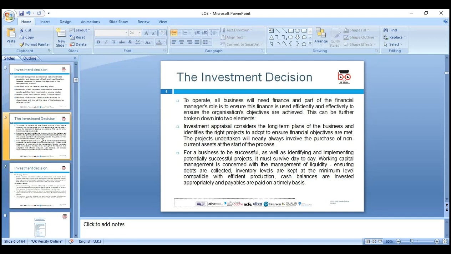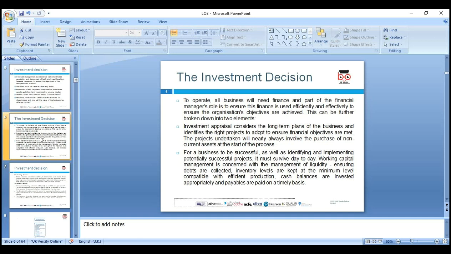So investment decisions: to operate all the business will need finance, and part of the financial manager's role is to ensure that finance is used efficiently and effectively so that the organization's objectives are achieved. Investment appraisal: we learned how to do appraisal, so I'm not going into the appraisal side, but we can use NPV, payback period, IRR, ARR. Those are the crucial ones. Of course, we can do sensitivity analysis or the profitability index.